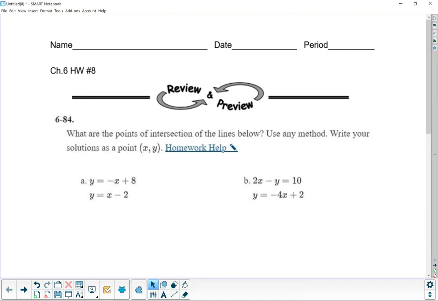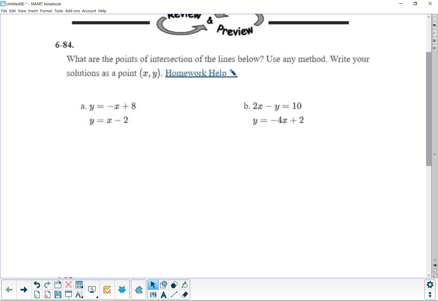All right, everyone, let's go ahead and do chapter 6, homework number 8. Number 84 says, where are the points of intersection for the lines below? Use any method, write the solutions as a point, (x, y).